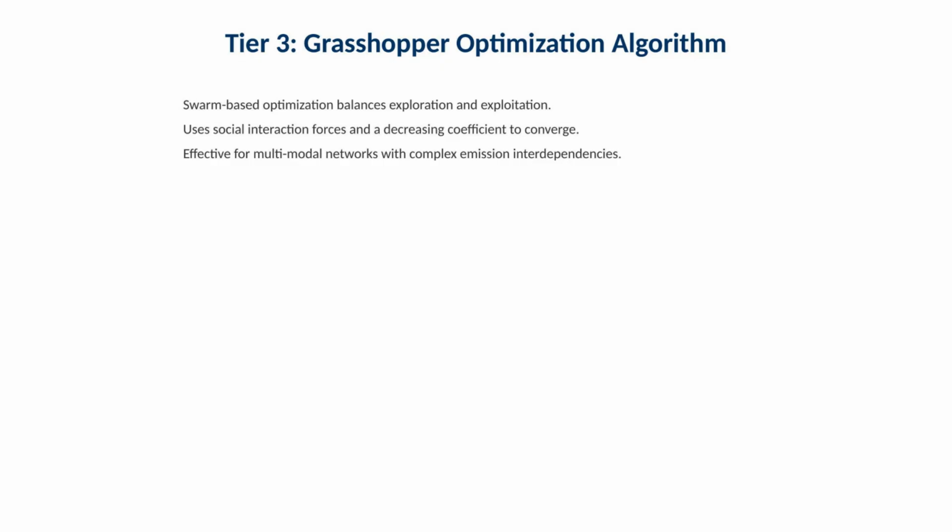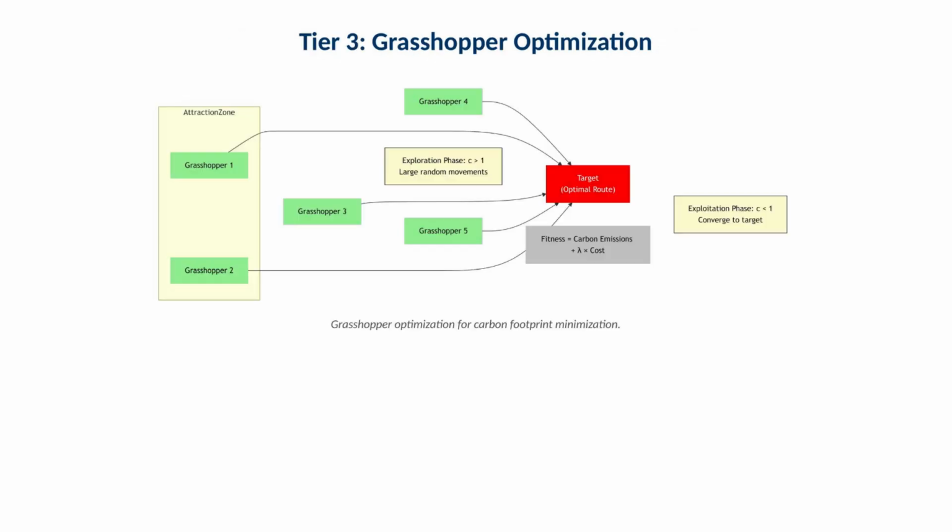Tier 3 uses the Grasshopper optimization algorithm. This is a population-based meta-heuristic designed for complex multimodal search spaces, where local heuristics can miss better global configurations. Each candidate solution represents choices like which facilities are active and what mix of modes is used across routes. This slide explains the high-level intuition.